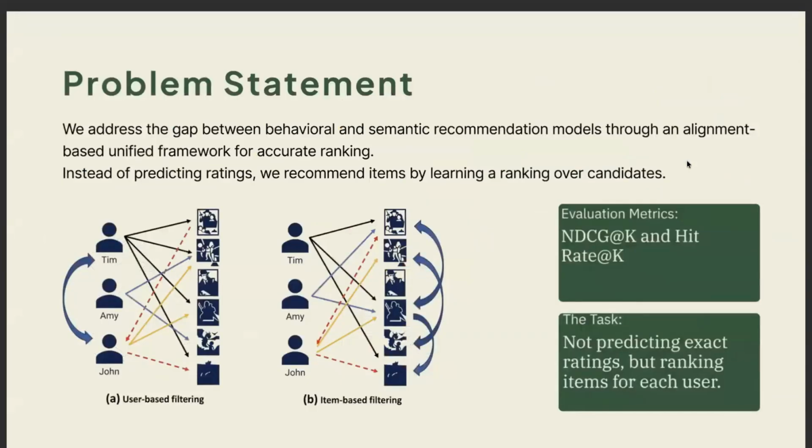The problem we are trying to solve is this gap between the behavioral and semantic recommendation models. Behavioral models are good at capturing patterns like users who like this and like that, but they don't really understand why. On the other hand, semantic models understand content, but they don't always match real user preferences.